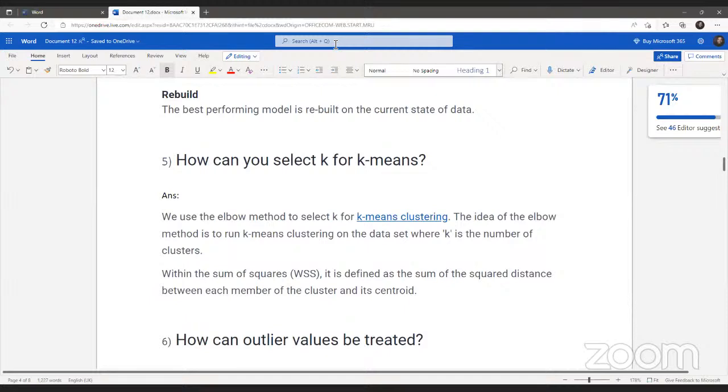Reducing number of rows and columns. Yeah, Kanchana, you're right. Regarding the previous question, you're right.